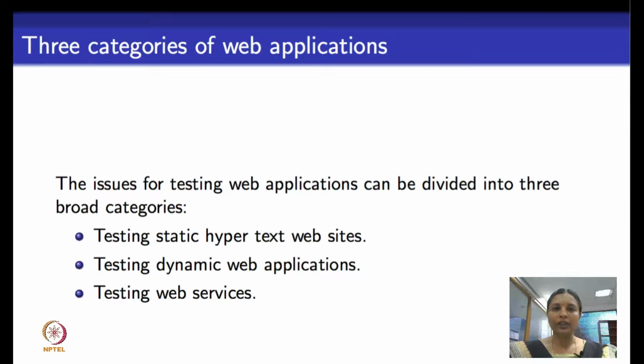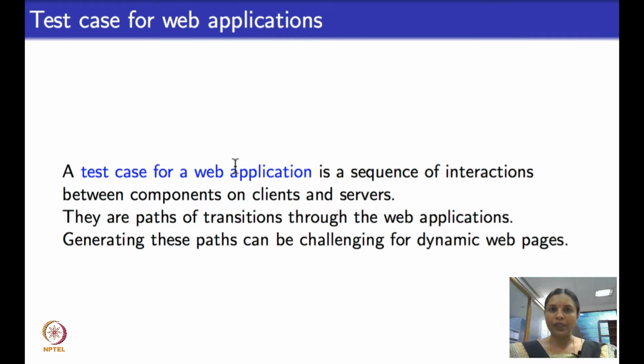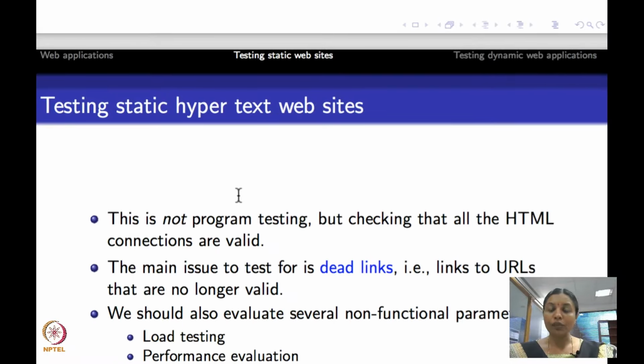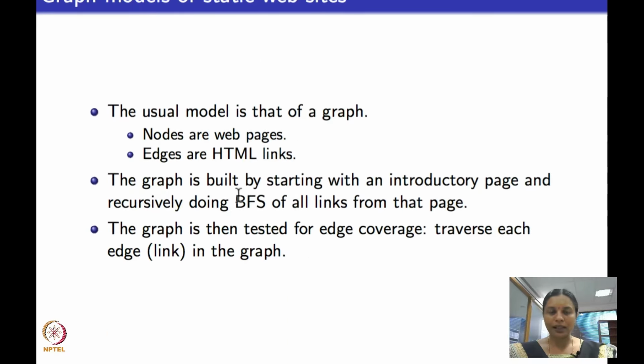So as I told you, the issue of testing web applications is broadly divided into three categories: testing static websites, testing dynamic web applications, where we will see server and client separately, and then testing web services, which we are going to skip. Last module I introduced you to a static web page, a dynamic web page, and how a test case looks. It's basically a sequence of interactions between software components that lie on clients or servers. And we also saw how to test static web pages as graphs.